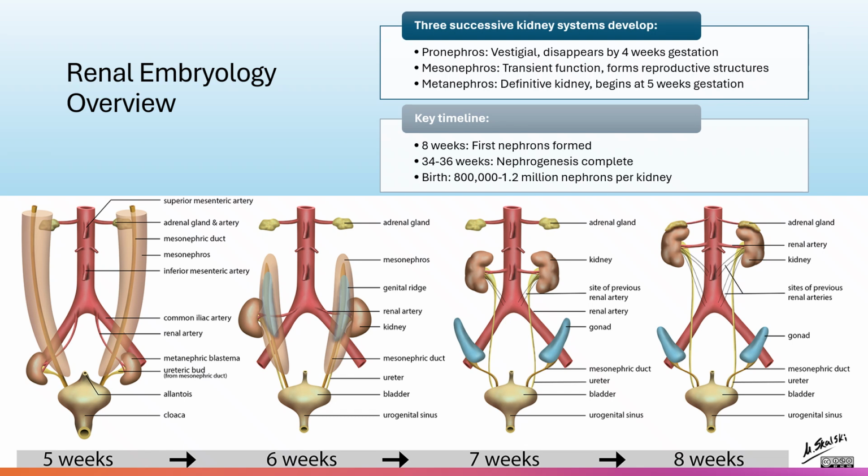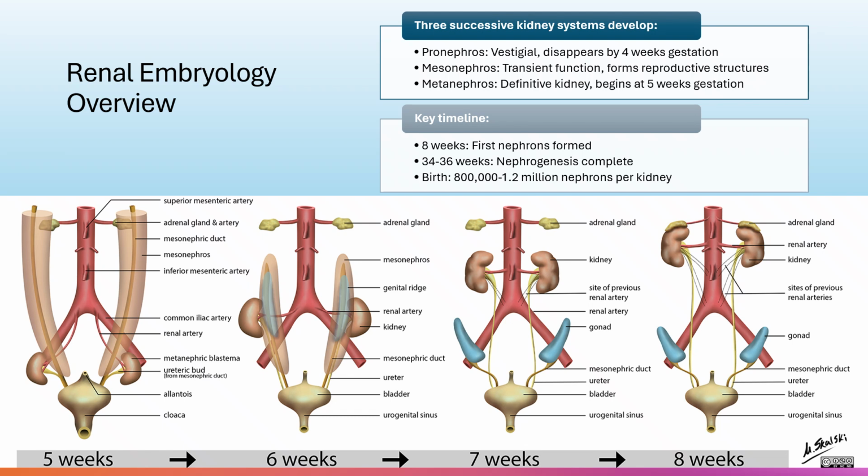The timeline here is clinically significant. First nephrons form by 8 weeks, and nephrogenesis continues until 34 to 36 weeks gestational age. This protracted development has profound implications for premature infants. Consider that each kidney contains between 800,000 and 1.2 million nephrons at birth, a fixed endowment that must last a lifetime. No additional nephrons develop after 36 weeks gestation.